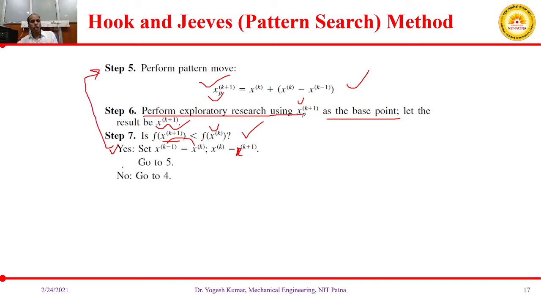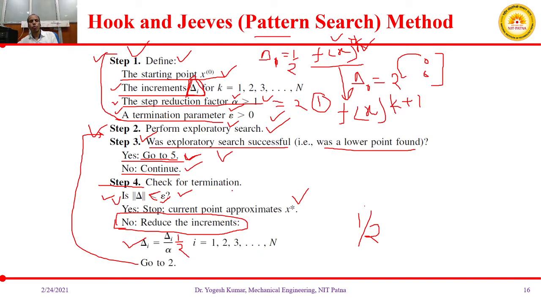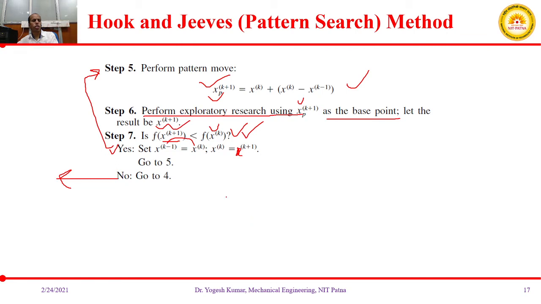Okay, if this condition is not satisfied, then you will again go to step number 4, that is, checking of your termination condition as well as reduction in your step increment. Okay, so if you take one example, then you will be able to understand that this method is quite easy as compared to other methods.